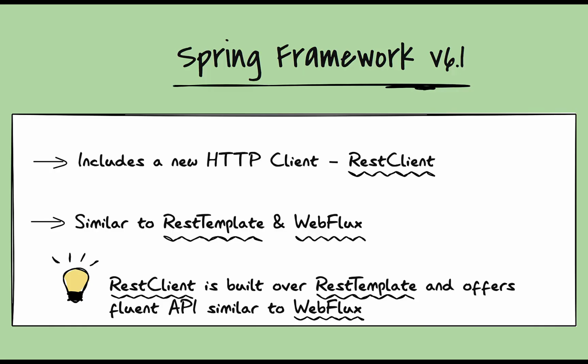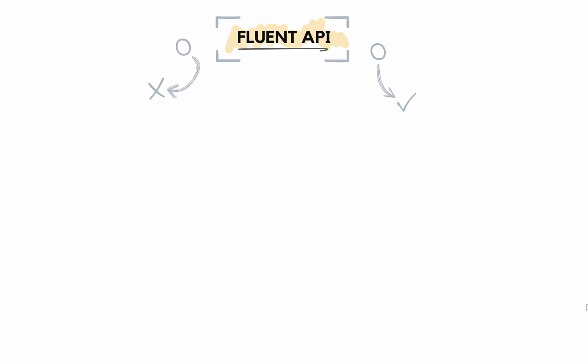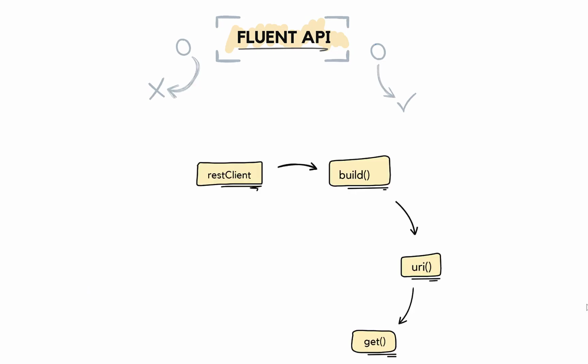Spring Framework version 6.1 has introduced a new REST client for consuming HTTP requests. That is, it is an HTTP client similar to its previous REST template and WebClient. RestClient is built over RestTemplate and offers a Fluent API similar to WebClient. Fluent API implies that its methods can be chained one after another to perform a function, such as restClient.build.uri.get, etc. You can learn about RestTemplate by clicking the video link at the top right corner.